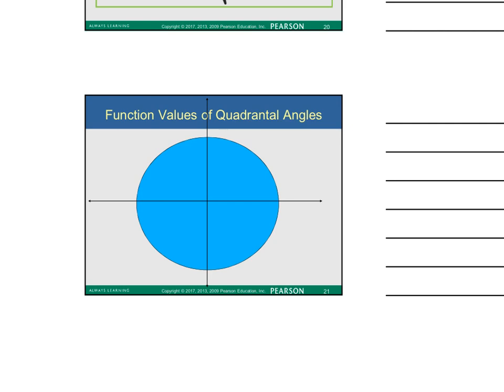Speaking of calculator, though. Sir, can you just briefly go through the unit circle? You want me to do my sketch? Yeah. All right.